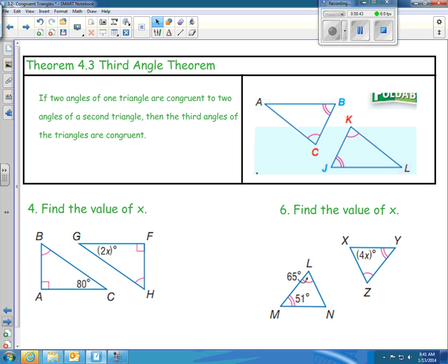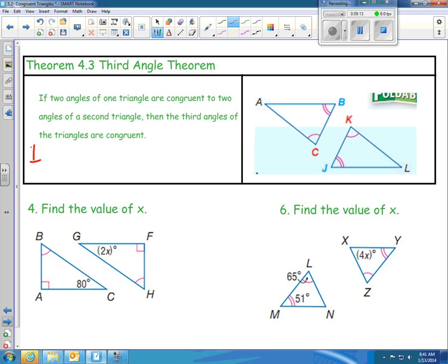All right, triangle third angle theorem. Okay, if two angles of one triangle are congruent to two angles of a second triangle, then the third angles of the triangles are congruent. So if you know that 2 out of the 3 angles are congruent, the third ones have to be congruent, and here's why. We know that angles in a triangle all add up to 180, so if we have 2 angles that are 45 and 2 angles that are 75, the third angle is going to have to be congruent.